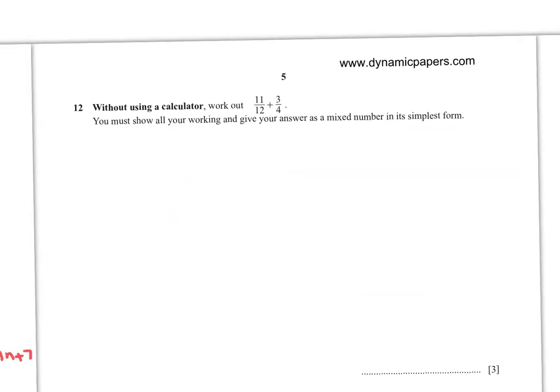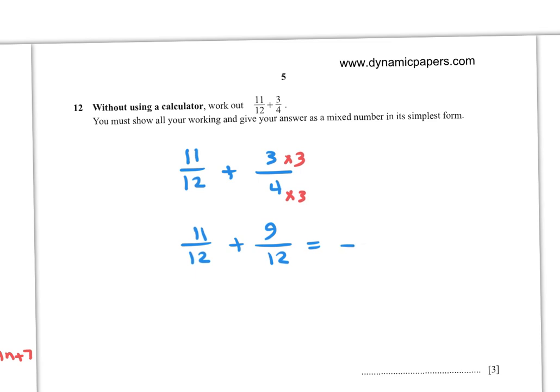Number 12, without using a calculator, work out 11 over 12 plus 3 over 4. We need the same denominator, so multiply 4 by 3, multiply 3 as well by 3. Now you have 11 over 12 plus 9 over 12 equals 20 over 12. We can divide by 2, so 10 over 6.